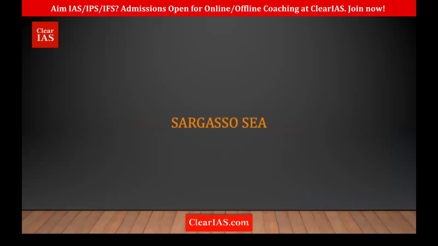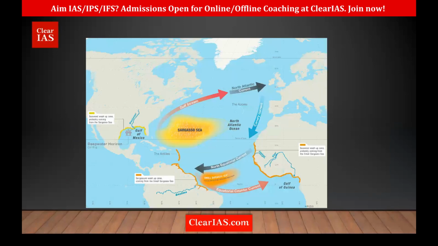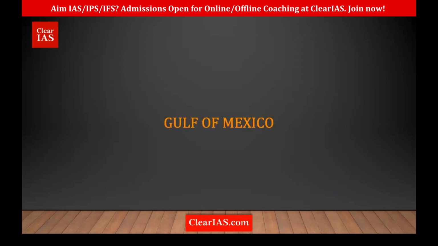Then we also looked into the west of the Atlantic Ocean, that is the Sargasso Sea. Here we saw who? Yes, the Gulf Stream. It's a kind of vortex within all the North Atlantic Ocean currents. The Gulf Stream is there, North Atlantic Current is there, Canary Current is there, and North Equatorial Current is there. Then the Gulf of Mexico. It is also connected to the Atlantic through the state of Florida.